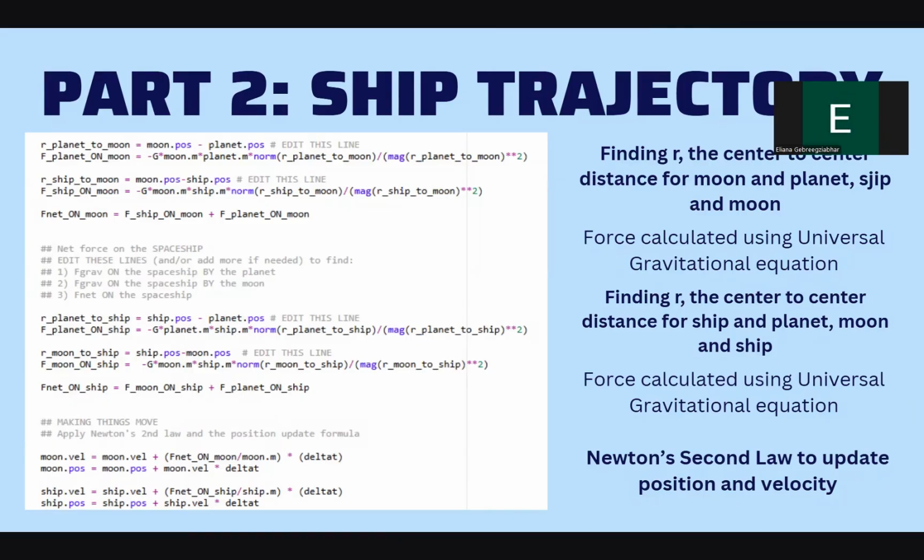So using all these forces, we found what R was. We then calculated what the force was using the universal gravitational equation, and then we updated the position and velocity using Newton's second law. We were able to create a trajectory where the motion of the spaceship was influenced by both gravitational sources and didn't end up leading to a crash.